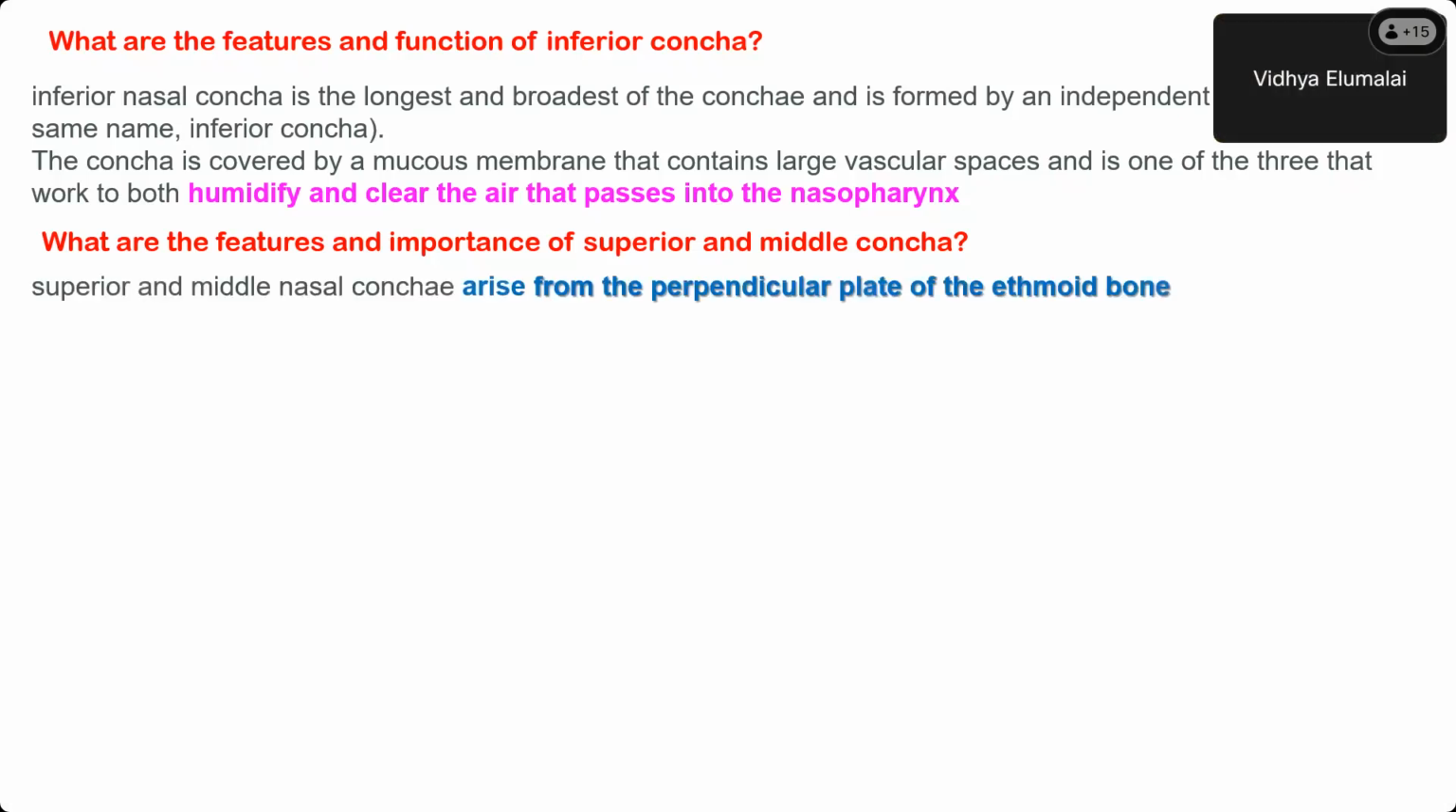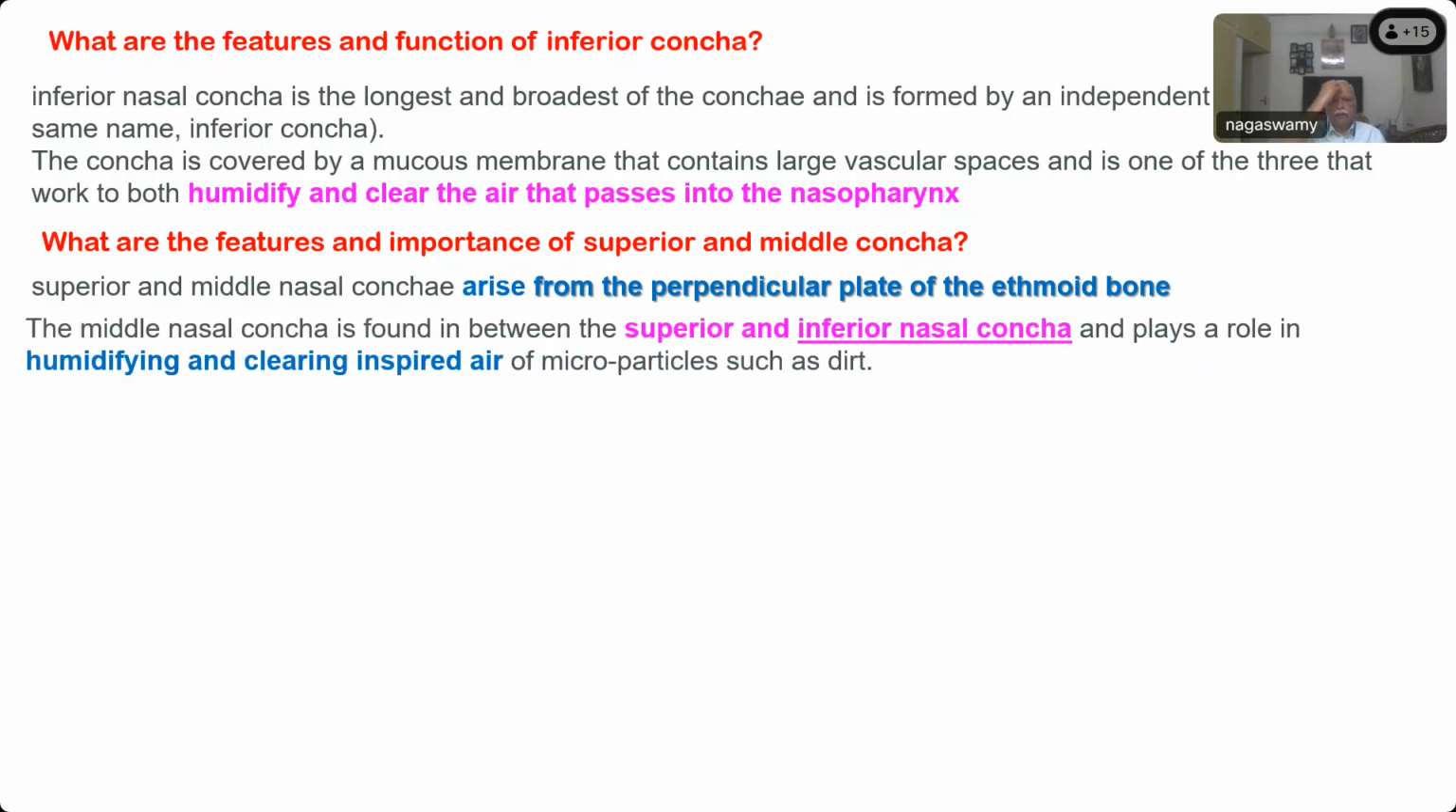Maxillary sinus drains behind the middle concha. Behind the middle concha, there is the ethmoid bulla. The superior and middle concha both arise from the perpendicular plate of the ethmoid bone, whereas the inferior concha is an independent bone by itself.